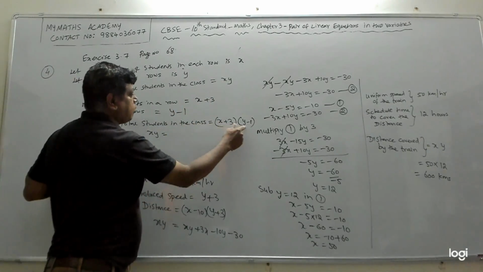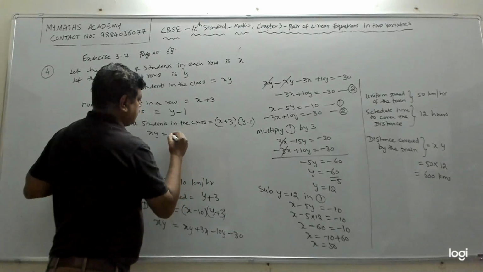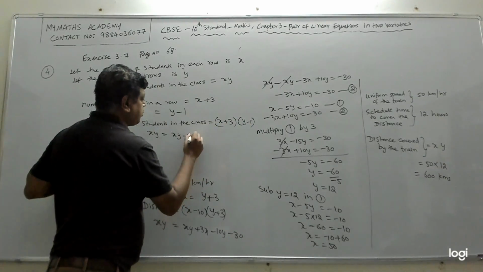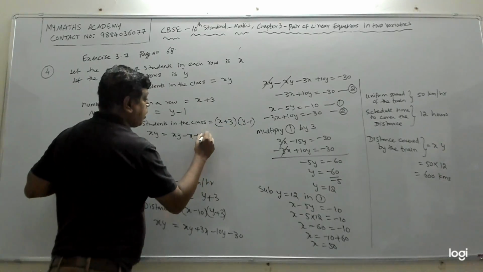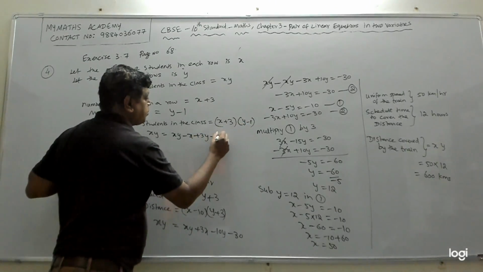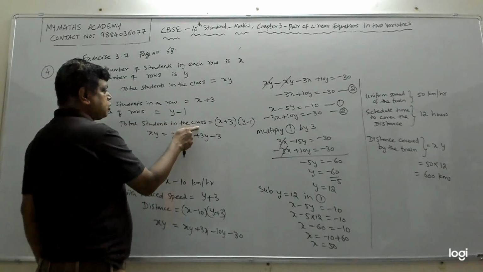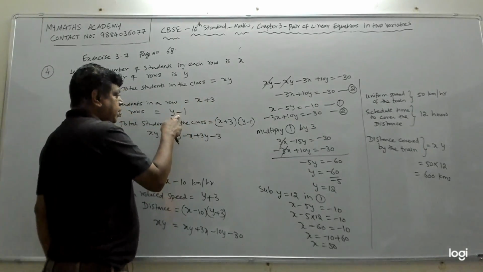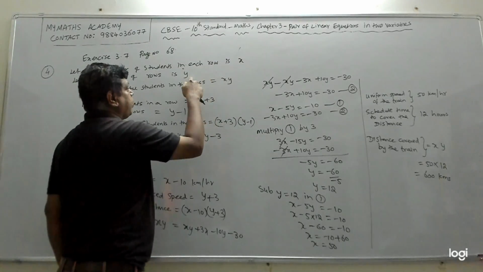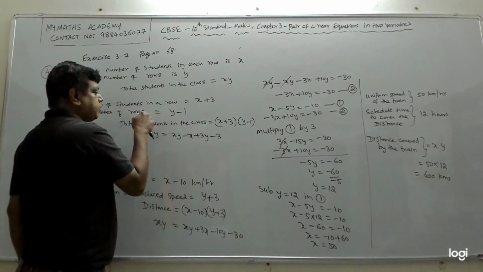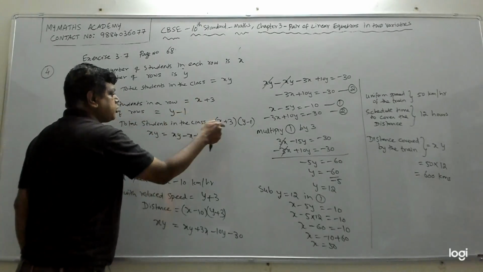That is equal to, now multiply this. So x into y is xy. Then x into minus 1 is minus x. 3 into y is 3y. 3 into minus 1 is minus 3. Clear? So the total number of students is what? The number of students in a row multiplied by the total number of rows. Same as this, x into y. Here the x has become x plus 3 and y has become y plus 1. But for the total number of students, you still need to multiply these two to get this.